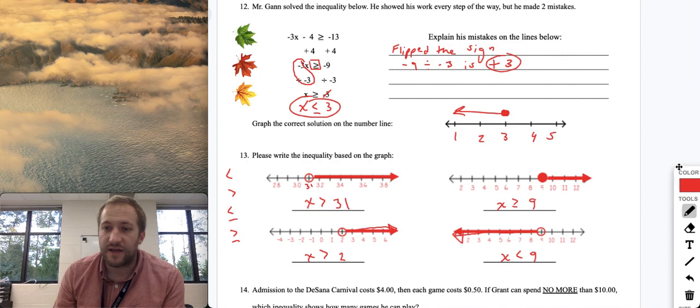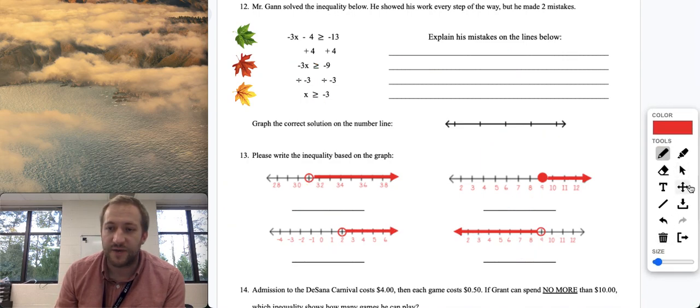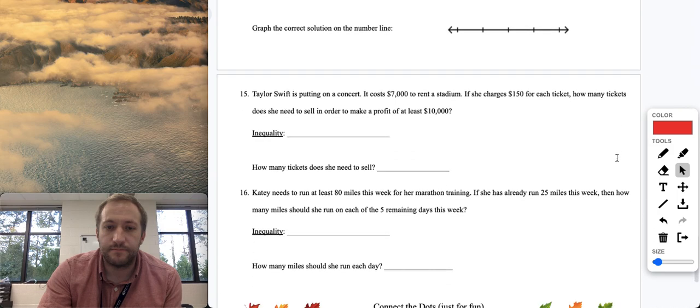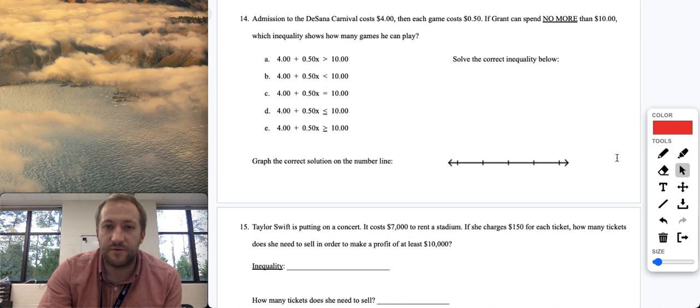Let's scroll down and look at the next few. I'm going to give this an erase so I can scroll. All right, let's see. Let's look at number 14 right here.